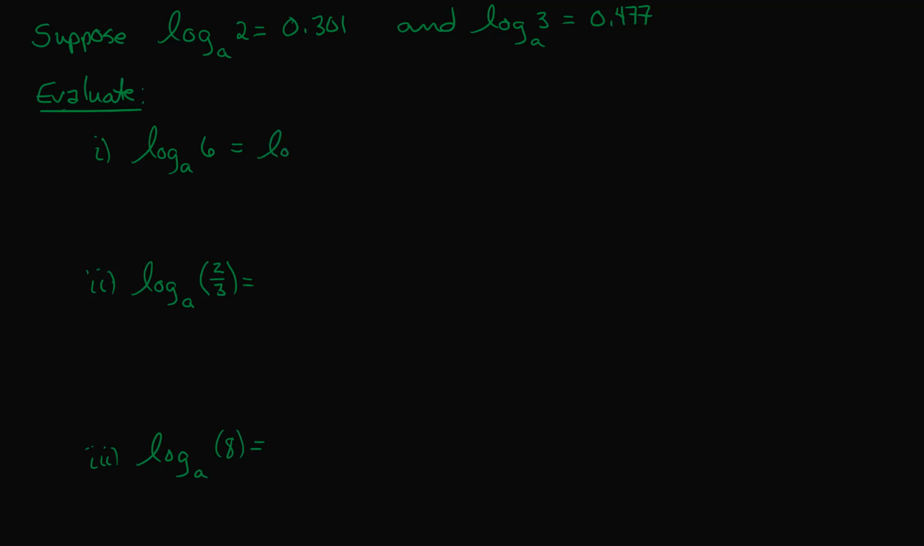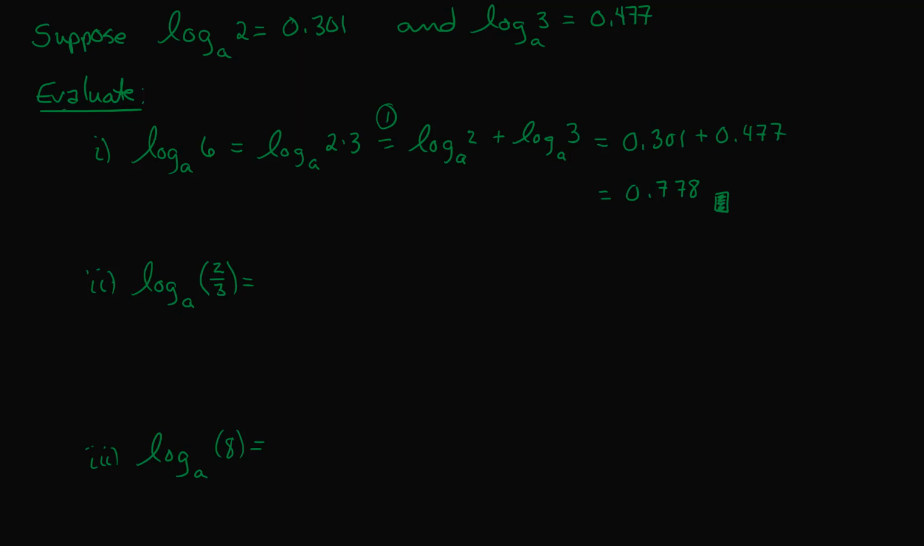This can be rewritten as the log base A of 2 times 3, because 2 times 3 equals 6, which is the same thing as the log base A of 2 plus the log base A of 3. This is the first property amongst those of logs. Okay, now if we look at the log base A of 2, notice at the top of the screen that has a value of 0.301, and the log base A of 3 listed at the top of the screen has a value of 0.477. Adding these two together gives us 0.778, and that's the final solution for this one.